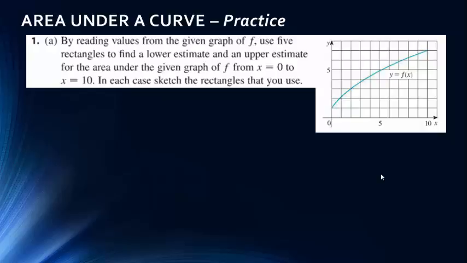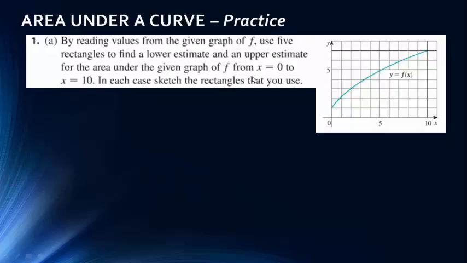Okay, so see if you can do this problem by reading the values from the given graph. Use 5 rectangles to find a lower estimate and an upper estimate for the area under the given graph of f from x equals 0 to x equals 10. In each case, sketch the rectangles you see. Go ahead and hit pause, look at this diagram and see if you can do it. Okay, so the first thing is to figure out what is the width of each rectangle.